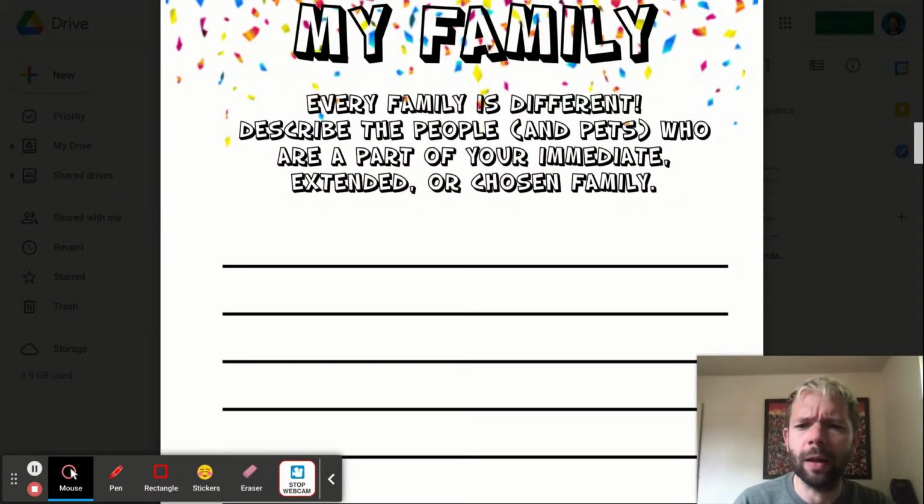Okay, so what do I mean by immediate, extended, or chosen? Well, immediate, usually we think about our siblings, our parents, our grandparents. That's usually when we're thinking about immediate family. If we're talking about a family tree, those are the members who are close on our family tree, right? Extended family members, we start branching out a little bit further, thinking about aunts, uncles, cousins, okay?